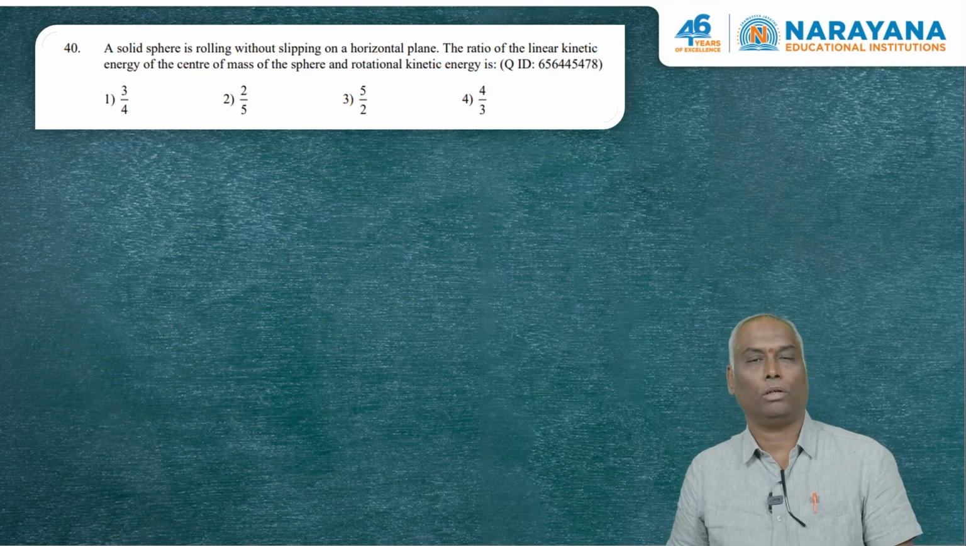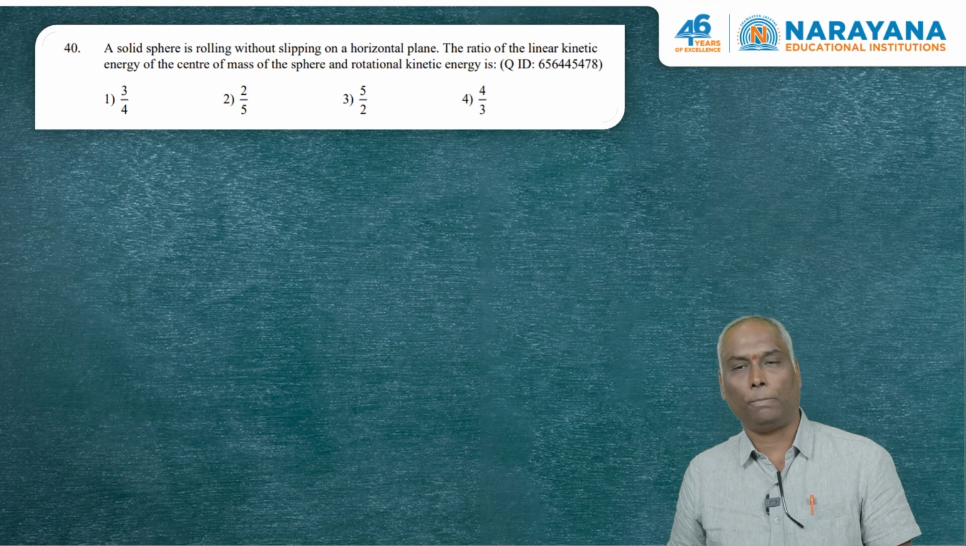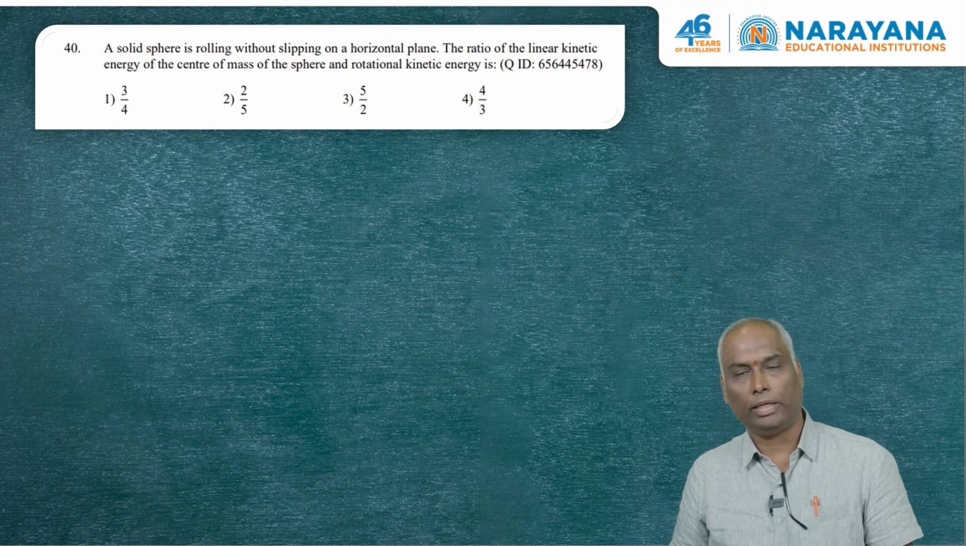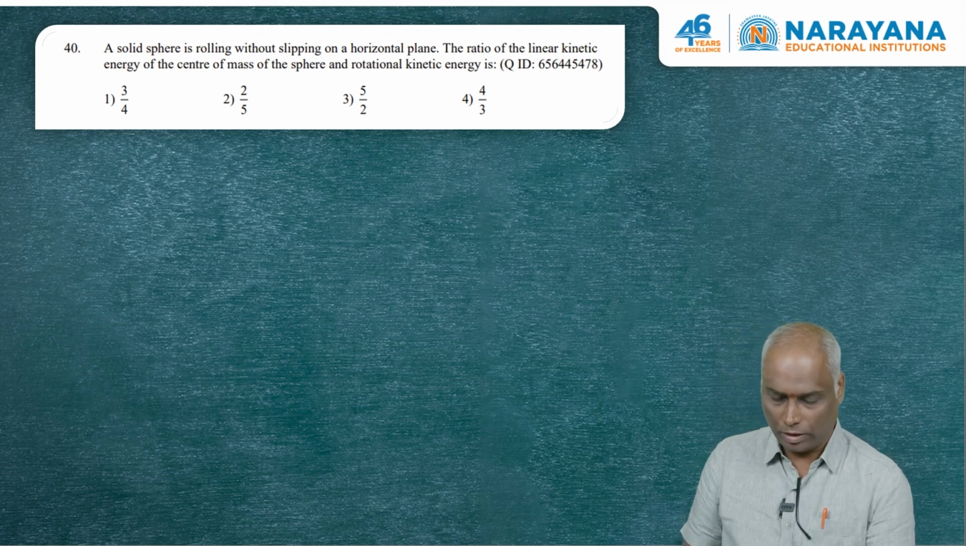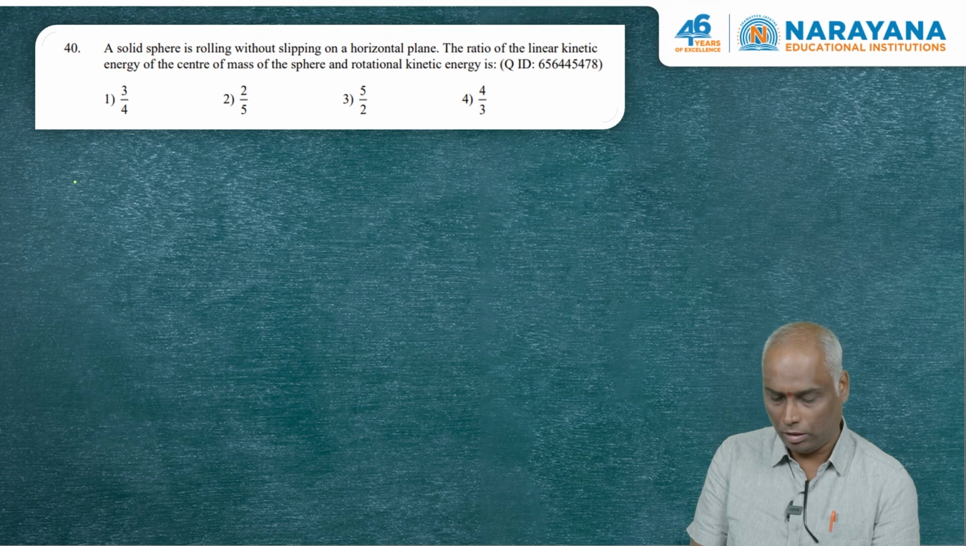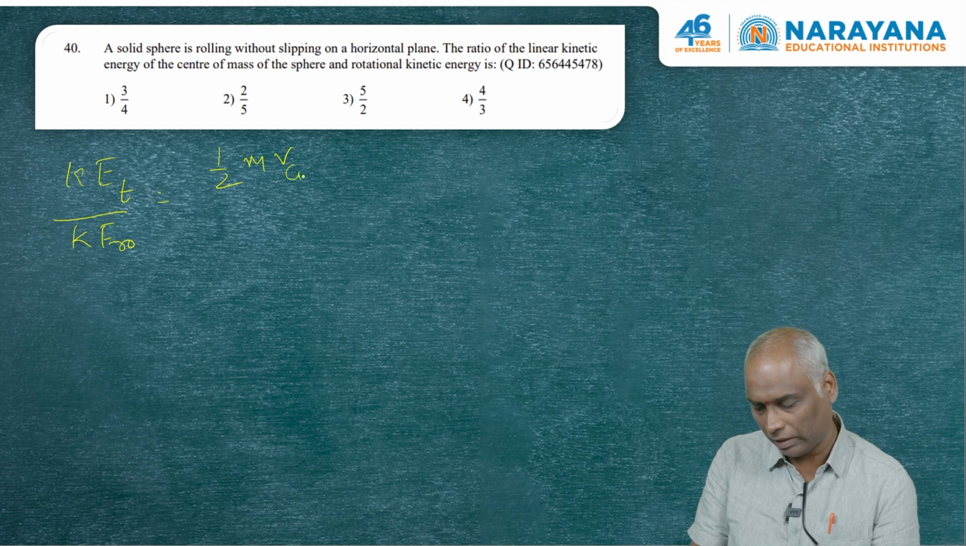Question number 40. A solid sphere is rolling without slipping on a horizontal plane. The ratio of linear kinetic energy of center of mass of the sphere and the rotational kinetic energy is given by. So whenever a body is rolling without slipping, the ratio of translational kinetic energy to rotational kinetic energy is given by translational kinetic energy divided by rotational kinetic energy, where translational kinetic energy is half m vcm square, whole divided by rotational kinetic energy, which is half ICM, moment of inertia about center of mass, into omega square.